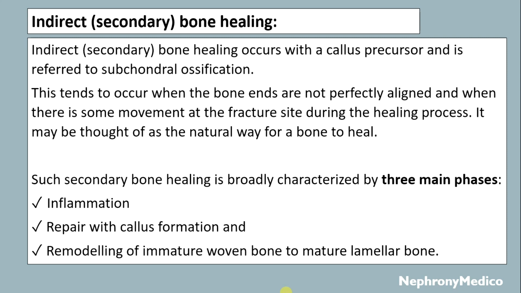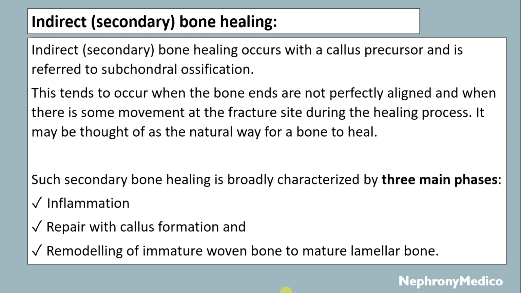Indirect or secondary bone healing. Indirect or secondary bone healing occurs with a callus precursor and is referred to as subchondral ossification. This tends to occur when the bone ends are not perfectly aligned and when there is some movement at the fracture site during the healing process. It may be thought of as the natural way for a bone to heal.